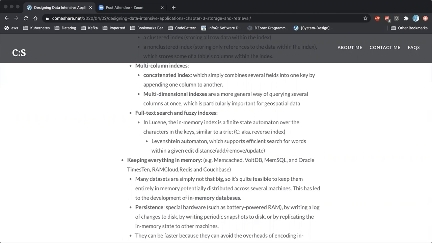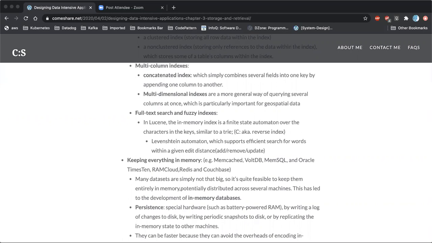I don't know why he had to mention it in a different way. He said multi-column indexes in a separate one, and multi-dimensional indexes also. He mentioned this in a multi-dimensional index. I think multi-dimension and multi-column mean the same.